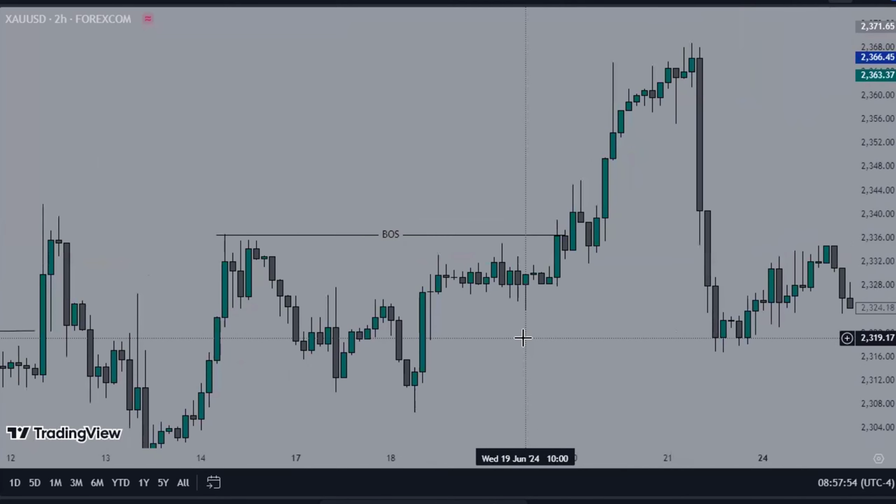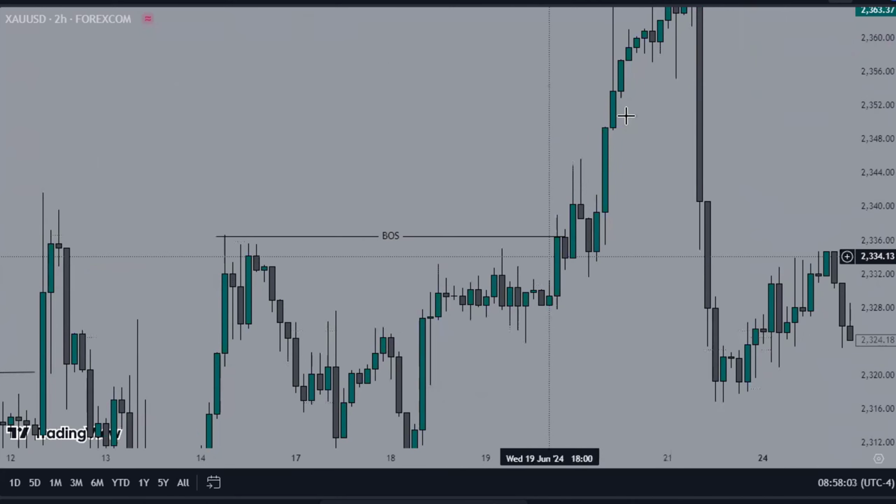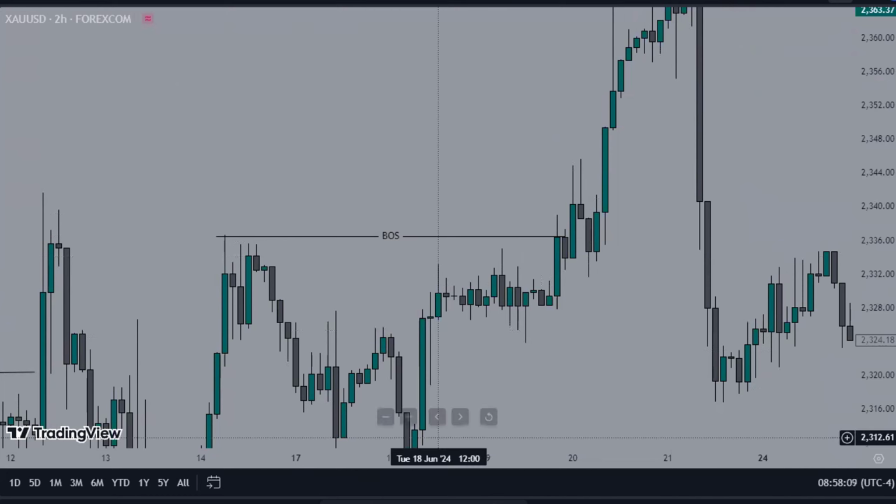All right, so now I'm on the 2-hour time frame. What do I look for? I'm looking for break of structure. First off, I've identified my break of structure. You can see that price has pushed this leg all the way through, and we have a new high and a new low. All right, beautiful.